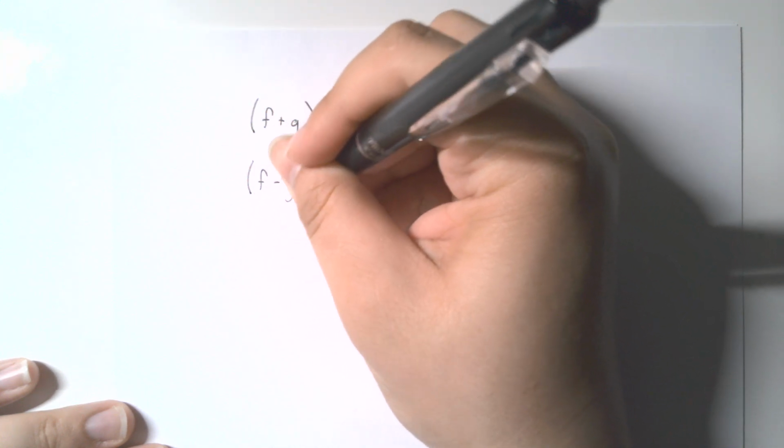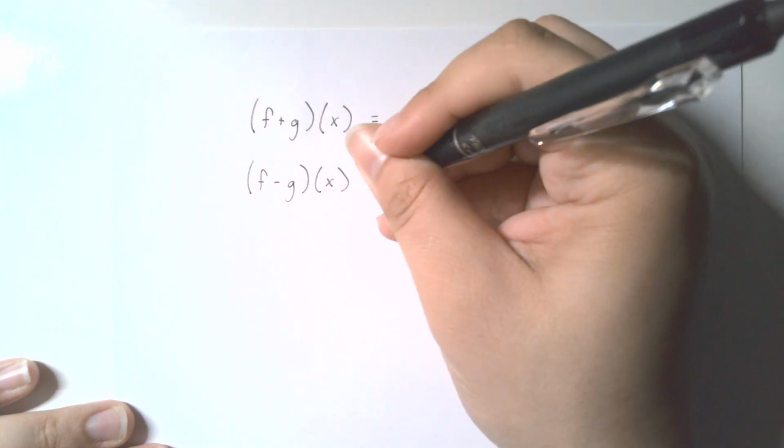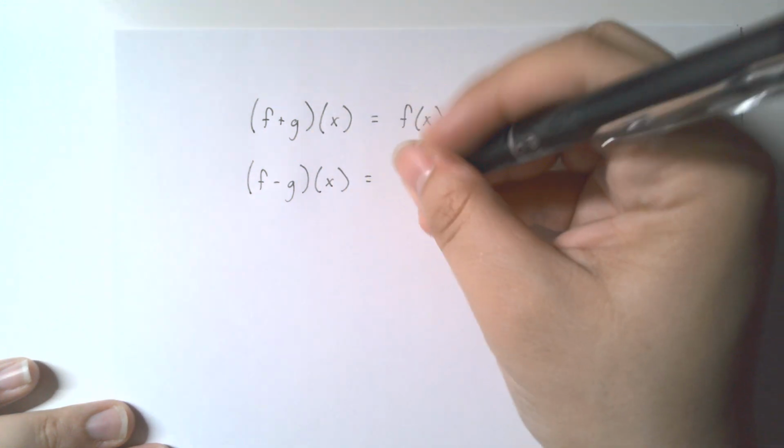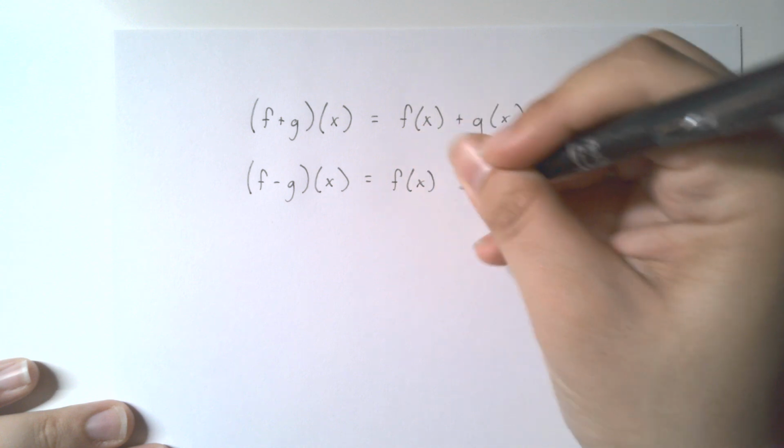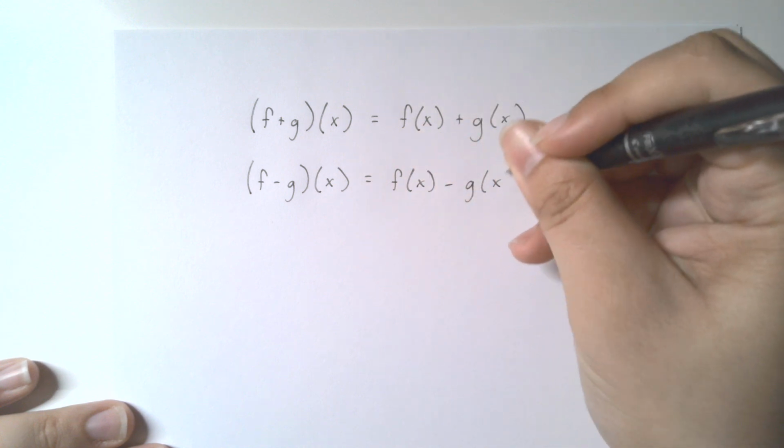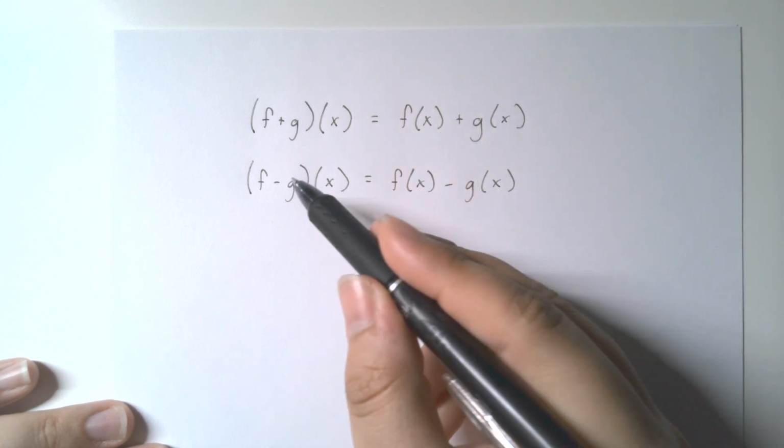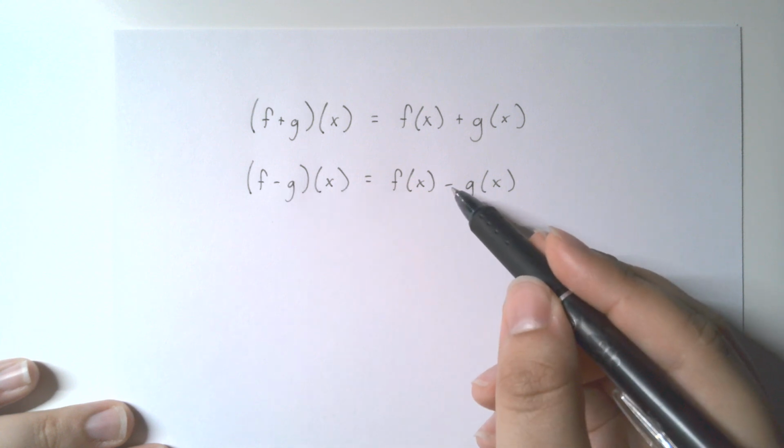Similarly, if you see f minus g of x, this means that we subtract our two functions. We have f of x, and we're going to subtract g of x from it. So a minus here means we do subtraction.